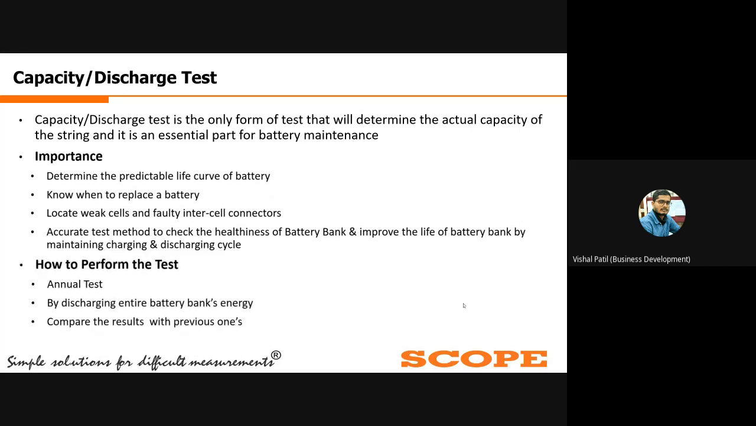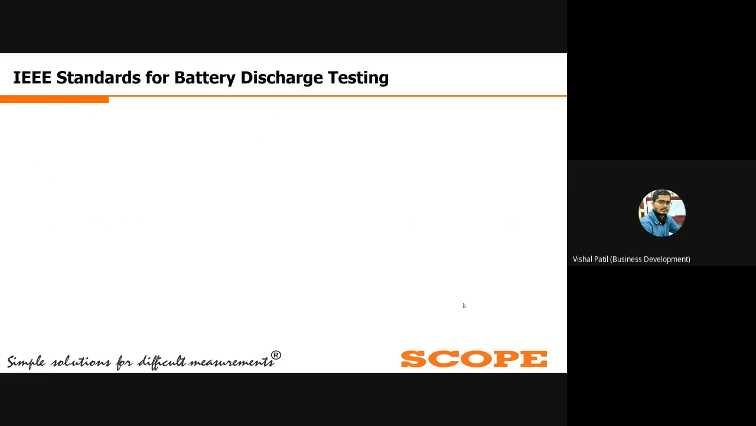Then this particular test you need to conduct. Generally, this battery discharge test will be conducted annually. It is conducted by discharging the entire battery bank's energy for a certain period of time. Then next, you have to compare these results with the previous ones to know the healthiness of the battery bank. Now we will see the different IEEE standards used for battery discharge testing.